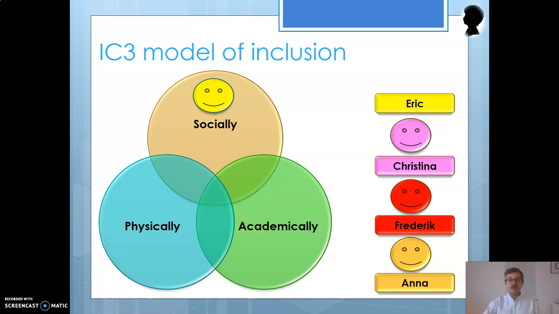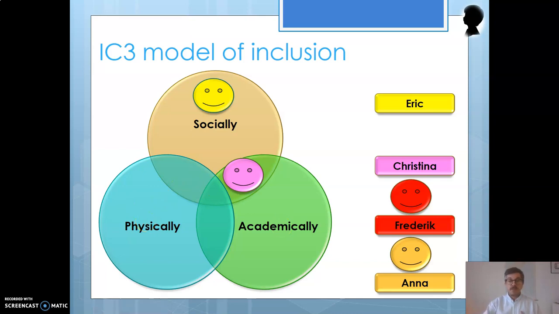We can also look at Christina and ask, where is Christina here? Well, she's very good in cooperation with the other pupils. She's very good in solving the tasks in the school. But physically, she's not included. She has a hard time being in the class. Maybe there's too much noise, so she physically needs to move out of the classroom. That means that she might be included socially and academically, but not physically.